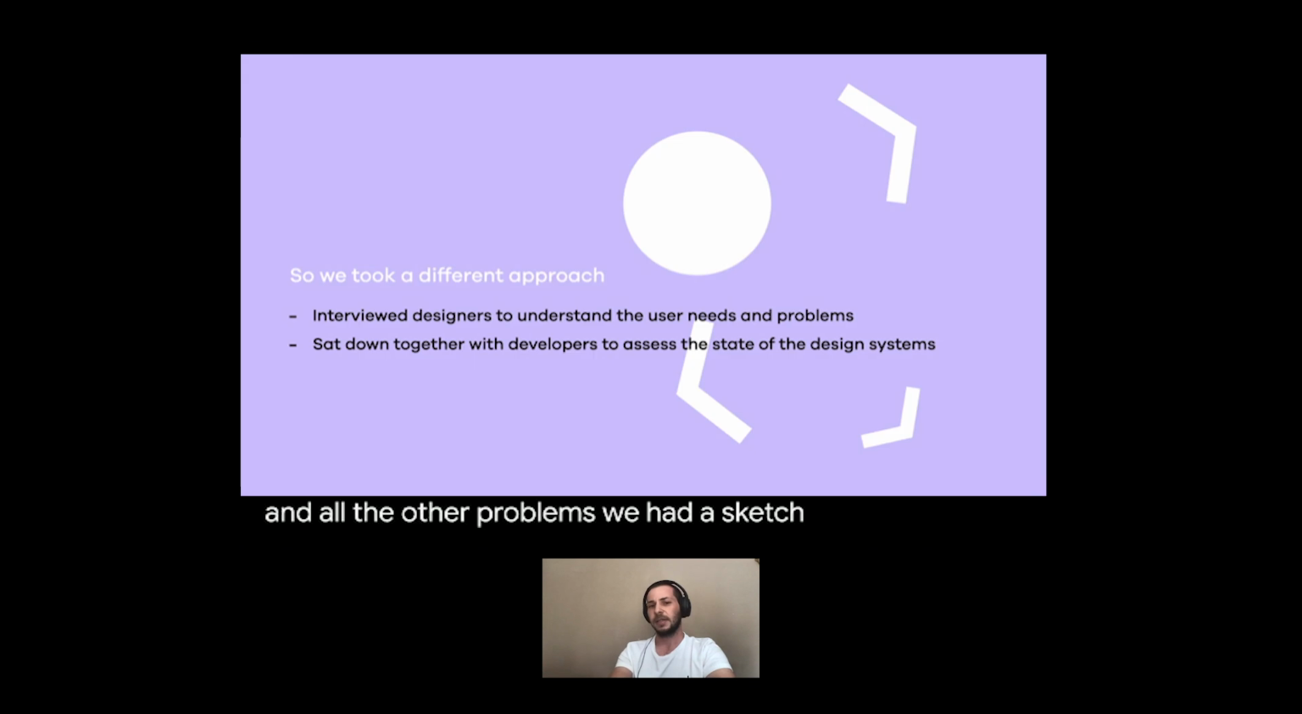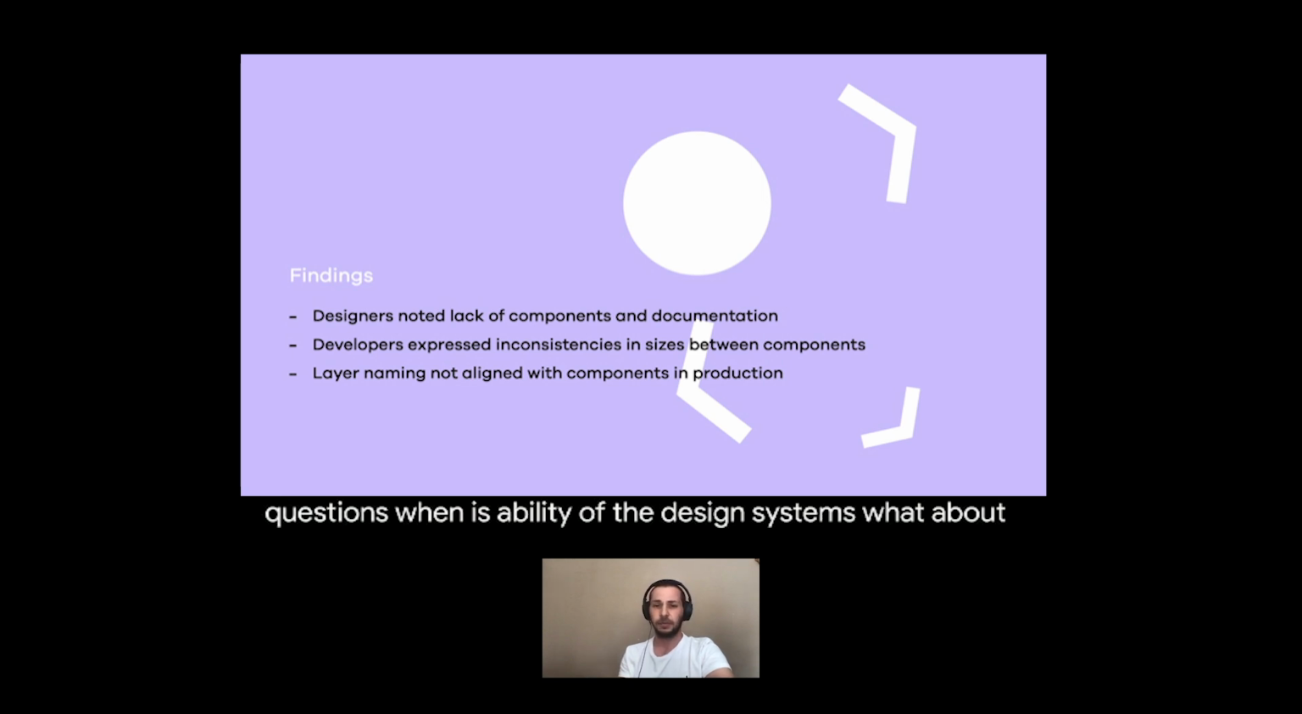So what we did is we took a different approach. We interviewed designers to understand user needs and problems, and we sat down together with developers to assess the state of the design systems. For this, we mainly used meetings and one-on-ones to interview designers and developers, and we asked them questions on usability of the design systems. What about the findings? Designers noted lack of components and documentation. Developers expressed inconsistencies in sizes between components, which of course caused a lot of confusion, and layer namings were not aligned with components we have in production.